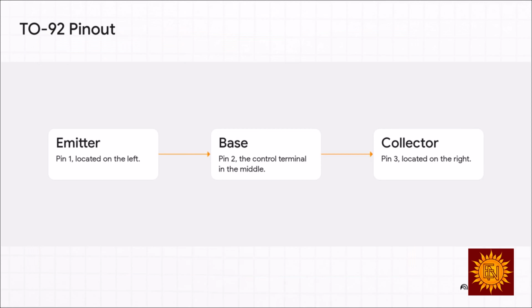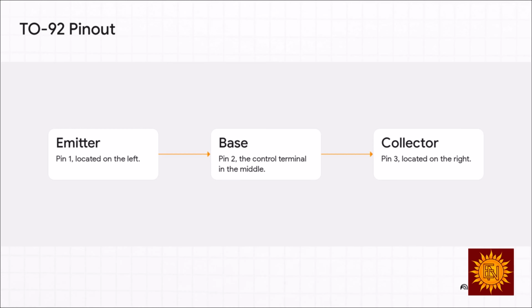Now let's talk about the physical pins. If you hold the 2N3904 with the flat face pointing right at you and the leads pointing downward, you read them from left to right. Pin 1 is your emitter. Pin 2, right there in the middle, is the base. And pin 3 on the far right is the collector.